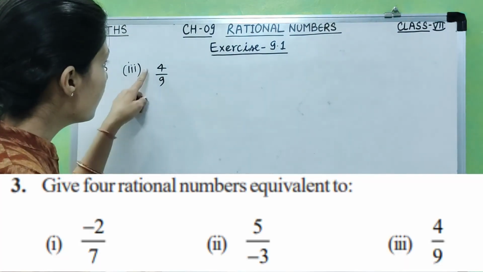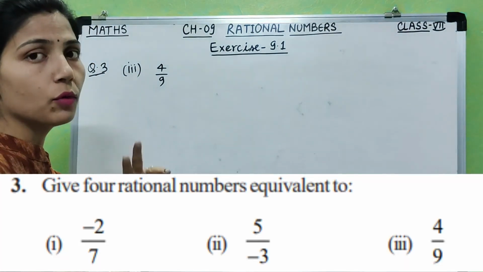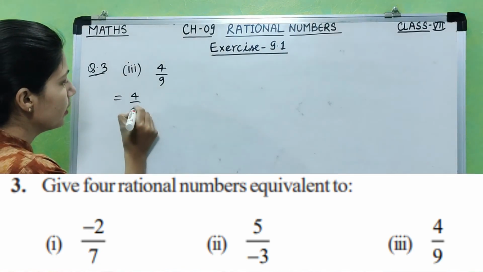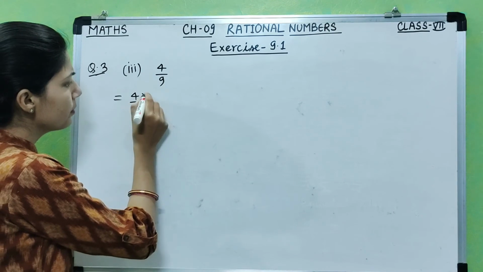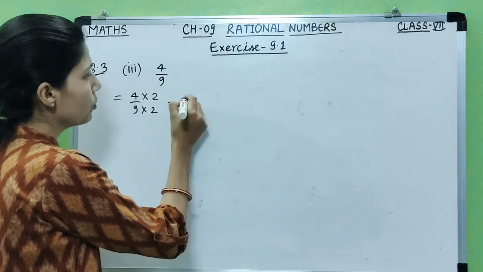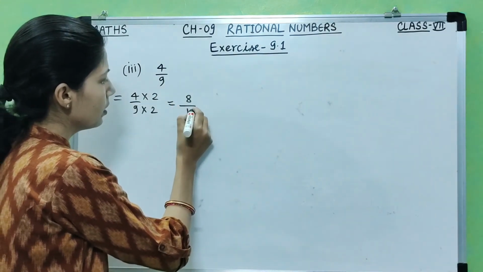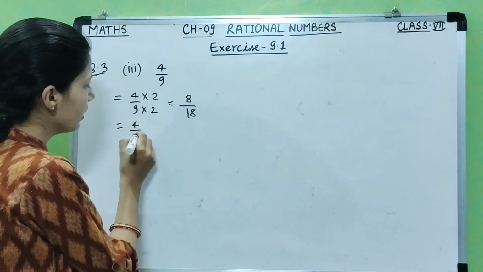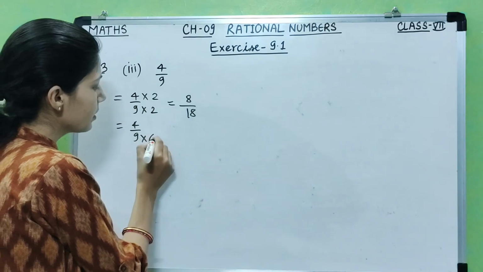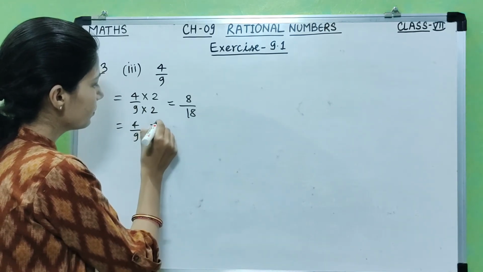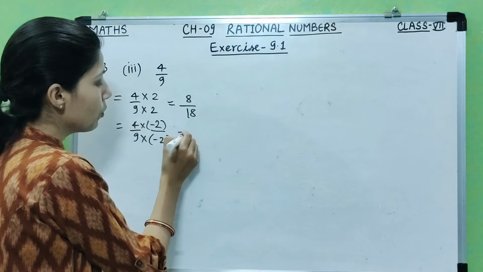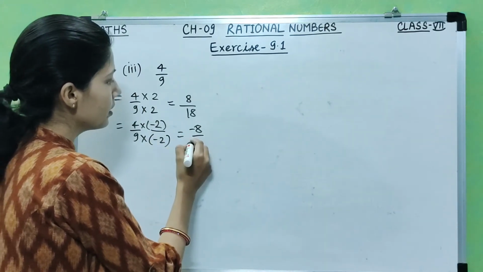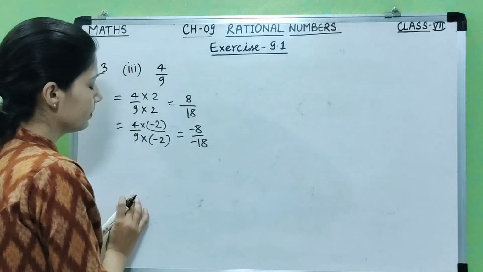Next rational number is 4/9, of which we have to find 4 equivalent rational numbers. Okay. So 4/9 we can multiply simply by 2. 4 2s are 8 and 9 2s are 18. Okay. Another equivalent rational number we can get by multiplying by, suppose, -2. So 4 into -2 is -8. And 9 into -2 is -18. Okay.